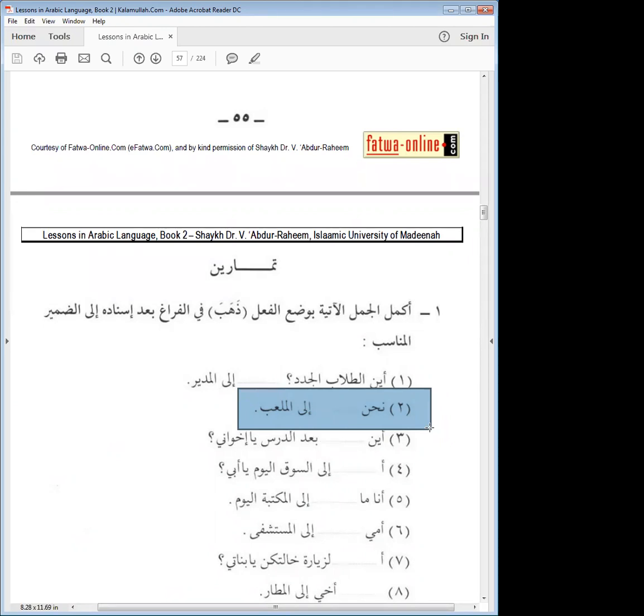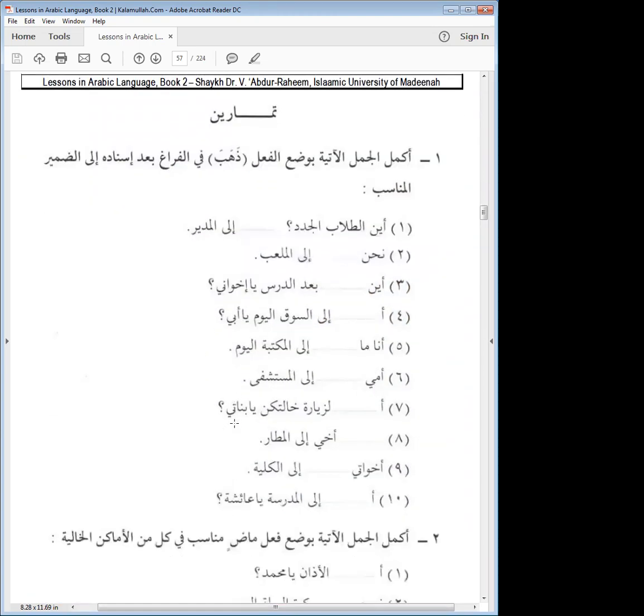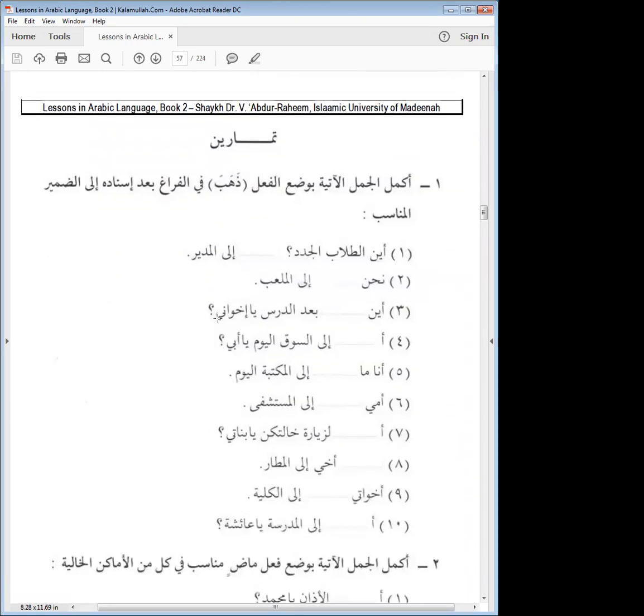All right, so we will say نحن ذهبنا إلى الملعب. We went to the playground. Good. So we want some volunteers for the others. Straightforward. All the answers are in the table. So you just look back and we can see which particular conjugation we use for the sentence.